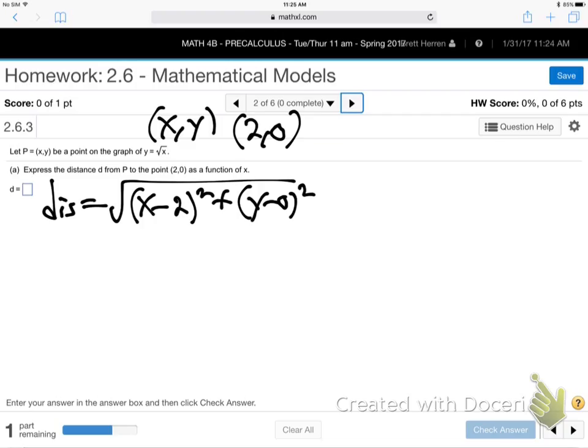And then you can't leave y. So see if you remember what to do about the y. Got to make it all x in the end, huh? No y's. No y's allowed.